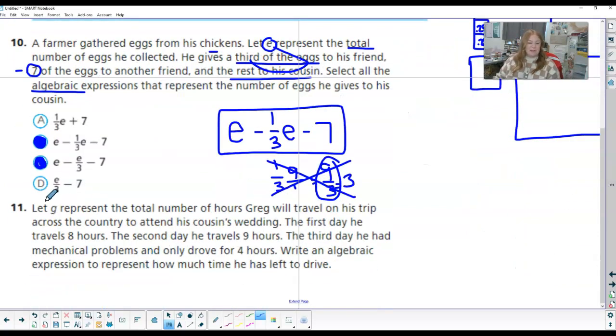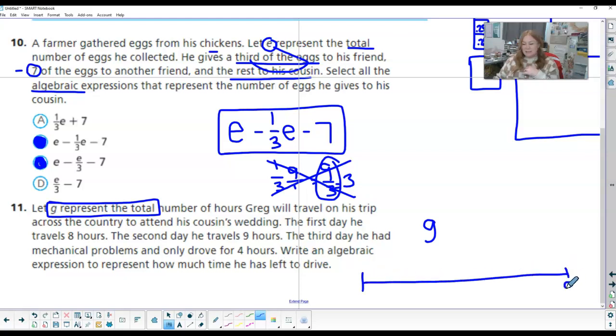Okay, and number 11, let G represent the total. So again, right, totals, we're going to start with that. That's G, total, of hours Greg will travel on his trip across the country. So he started here. He's got to get here. So he started here at 0. The first day he went 8 miles. So when he's done, he's at 8 miles. The second day he went 9 miles. The third day he had mechanical problems and only drove 4 hours.